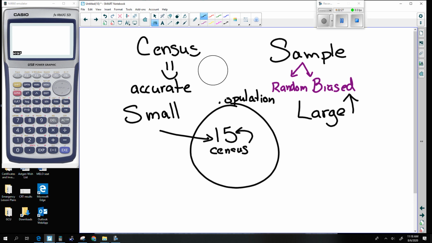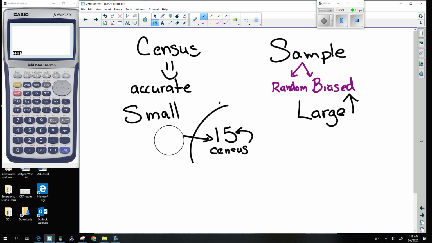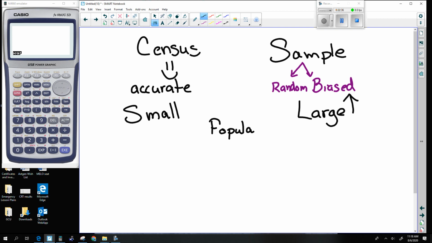Now, the hardest part about this whole thing, though, is identifying the population in the first place. Who do you want to know about? That is the population. Don't be distracted by the question that is being asked. That's just a distractor. What you need to do is focus on the population itself. Don't worry about the question they're trying to get, but rather who is being asked.